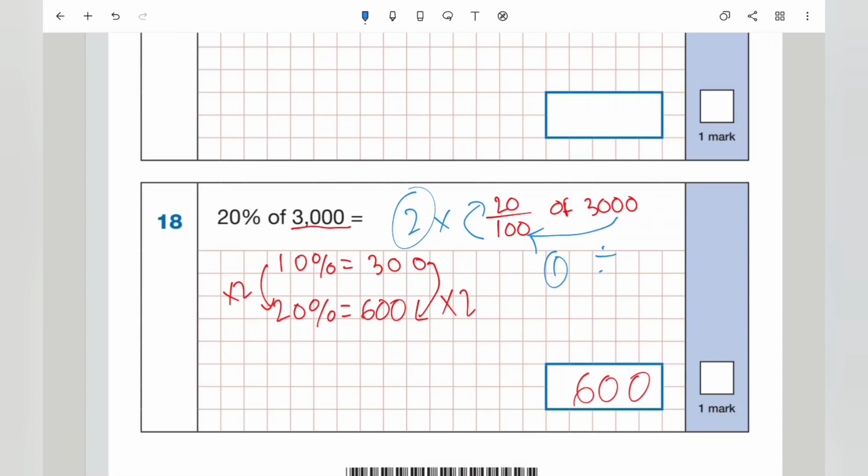Let's do it together. Step 1: 3000 divided by 100 will give us 30. Then let's move on to step 2: the answer, 30 times 20, will give us 600. And as you can see, that is the same answer. So there are different ways to work it out. I've just shown you 2 different ways. Whichever one you prefer, you can use.